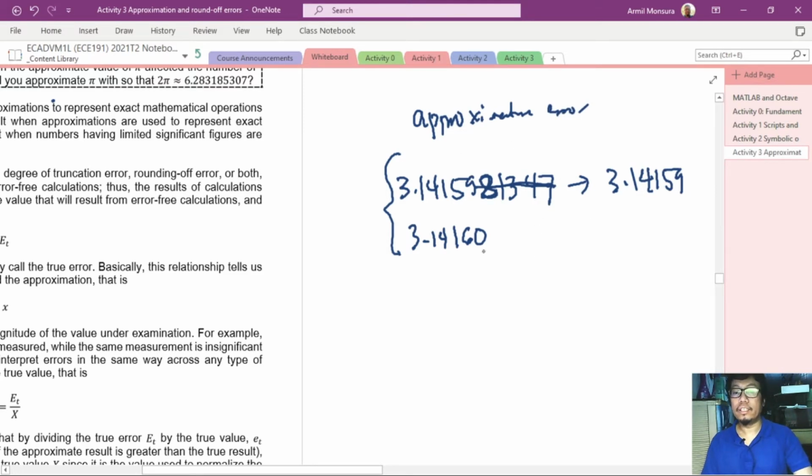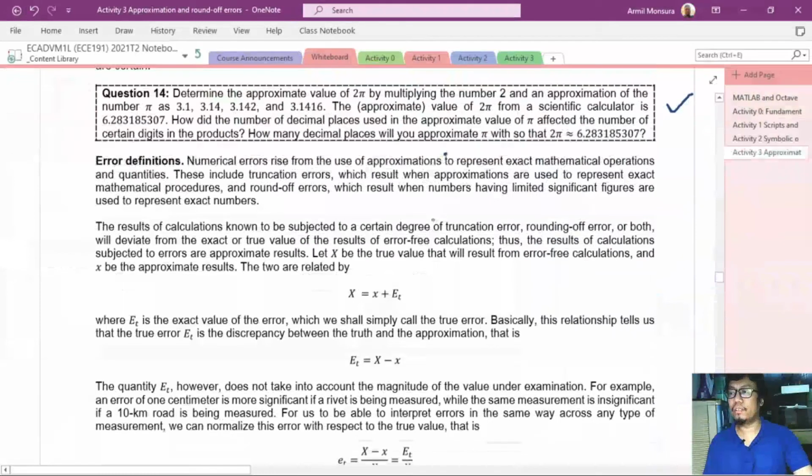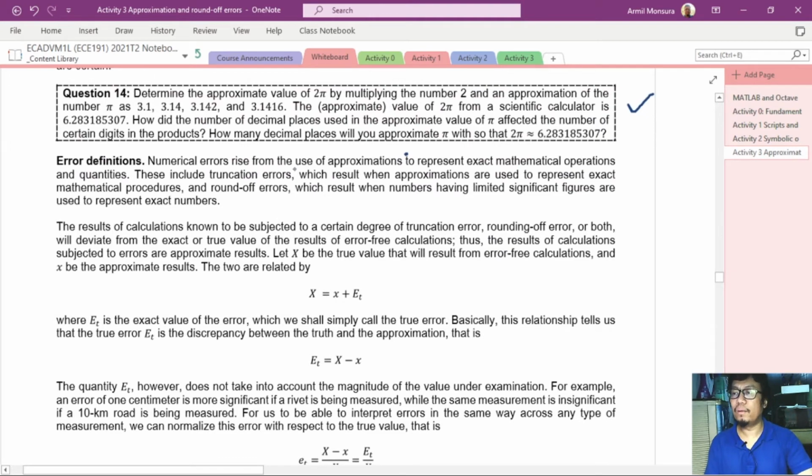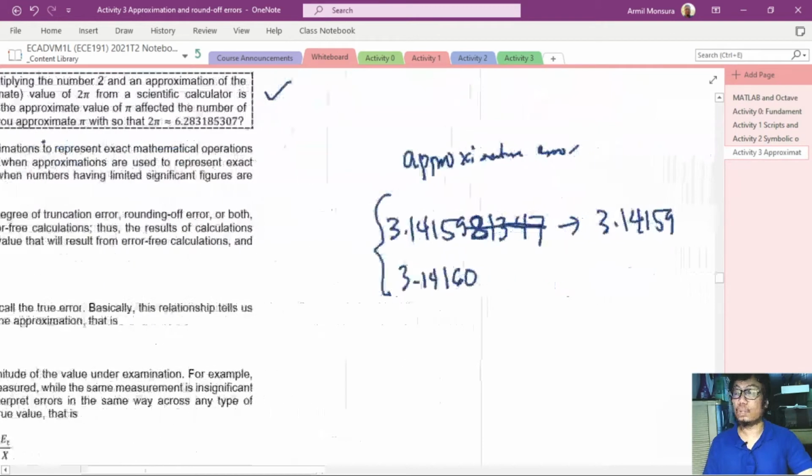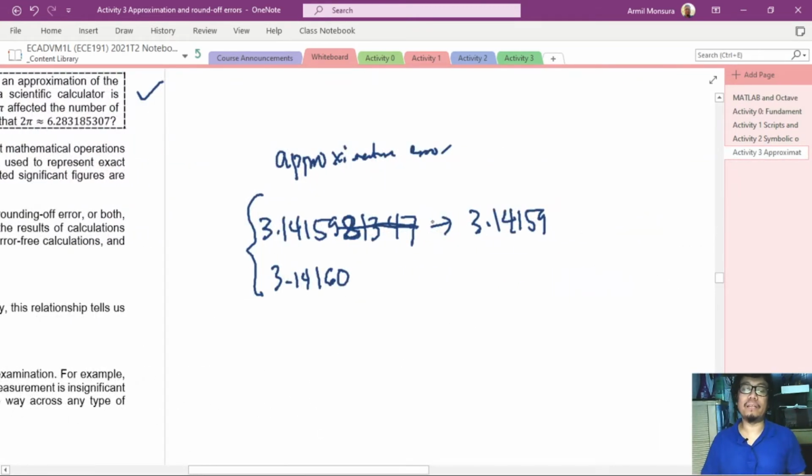The other type of error that we will study in a later topic and possibly in a later activity is what we call truncation errors. Truncation errors are done on mathematical procedure. If you have an exact way of determining something, and then you try to eliminate some of the procedure, some of the process in order to come up with an answer, then you are truncating. And therefore, you are committing a truncation error. This is common in what we call series expansion of functions.